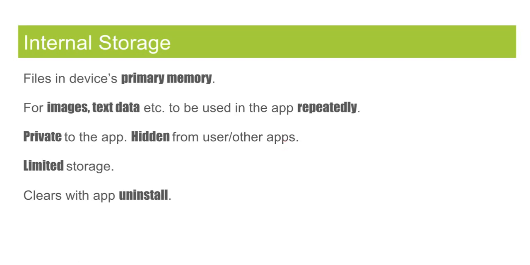Internal storage. Internal storage is used to store files in the device's primary memory. The primary memory is the one which is limited and which does not include SD card memory. We can use internal storage for saving images, text data, etc. to be used in the app repeatedly.